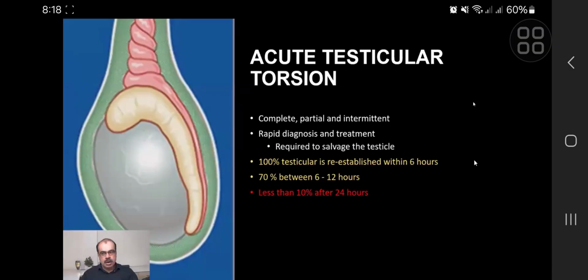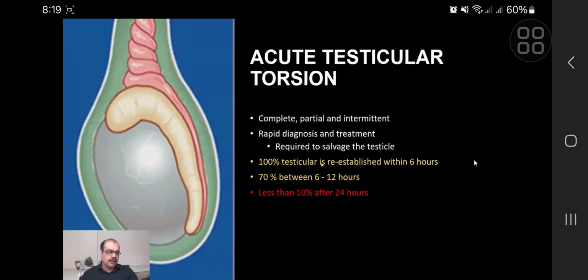In the acute testicular torsion setting, we have three different types. One is the complete, then the partial, and then the intermittent. Starting with the complete one, we will move to partial and intermittent. And the important thing which I want you all to note is that time is the key to the residual testis which you are going to save.